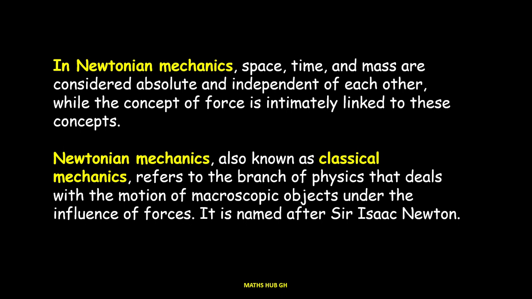Newtonian mechanics. When we say Newtonian mechanics, it is also called the classical mechanics, okay, which refers to the branch of physics that deals with the motion of macroscopic objects under the influence of what? Forces. It is named after Sir Isaac Newton. So you can read more about the Newtonian mechanics, okay, how it came about, and then other relevant information.